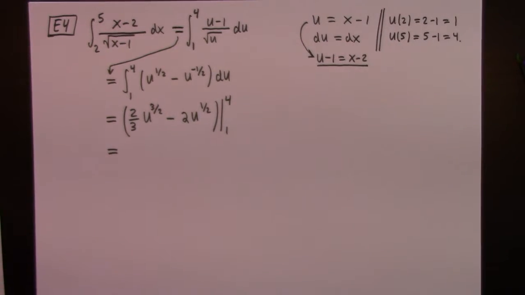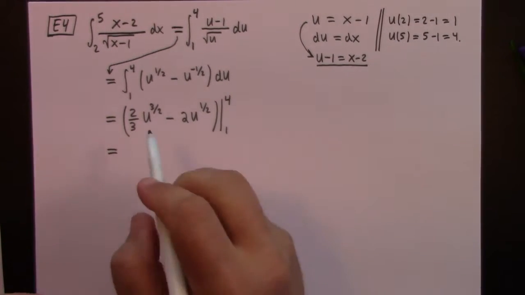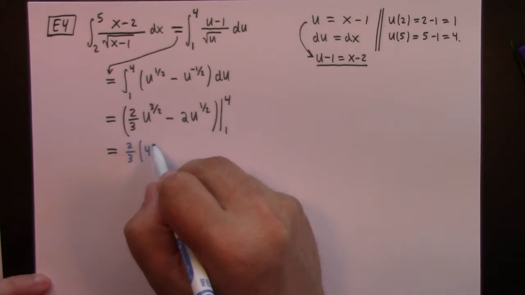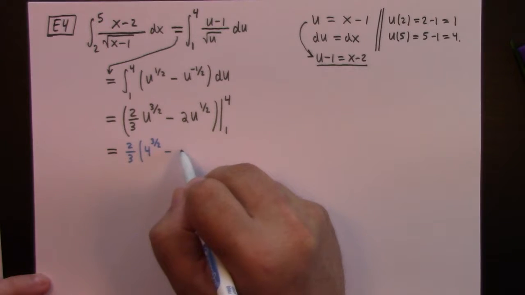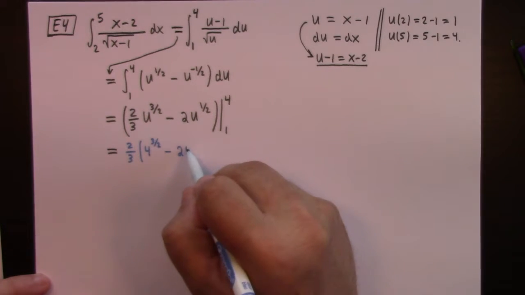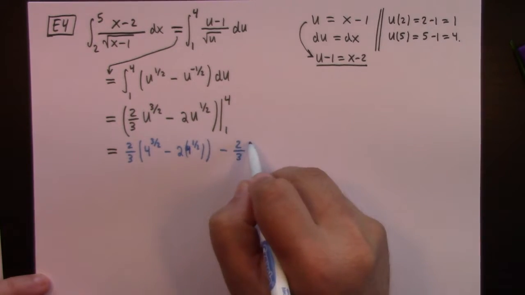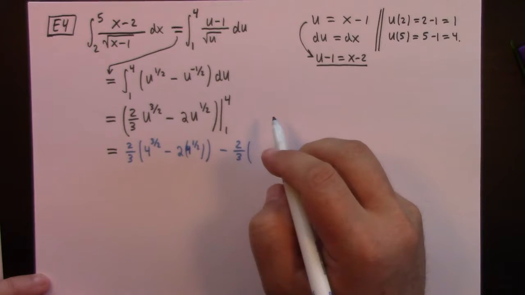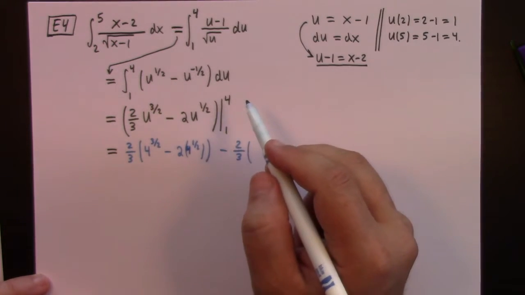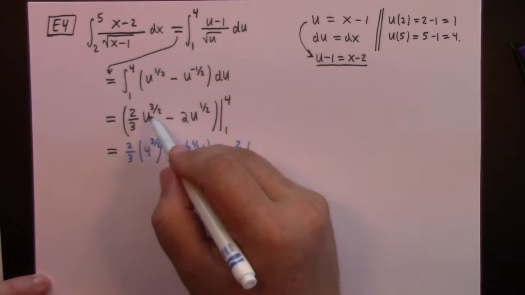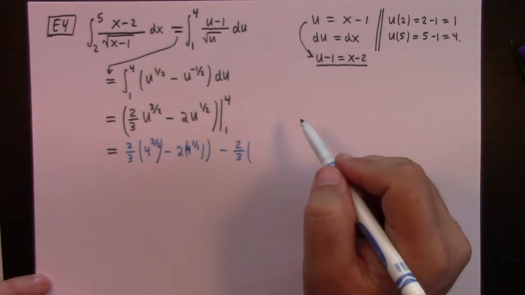Let's see here. So we got 2/3 times 4 to the 3/2 minus 2 times 4 to the 1/2, minus 2/3. Oh, I'm stupid. I can't factor. 2/3 doesn't go out there. It's 2/3 like that, and minus 2 times that. All right.